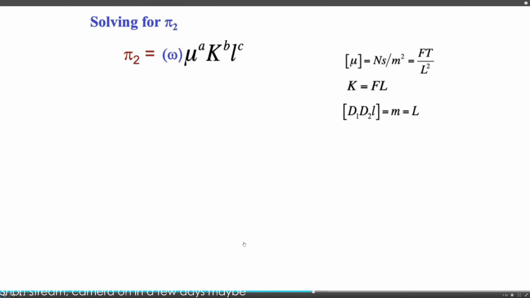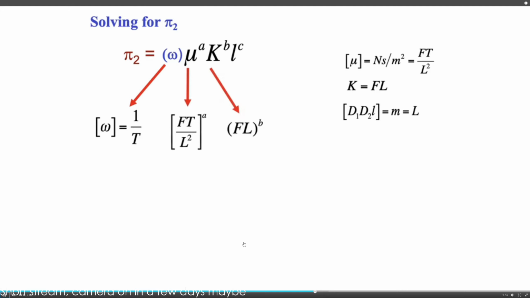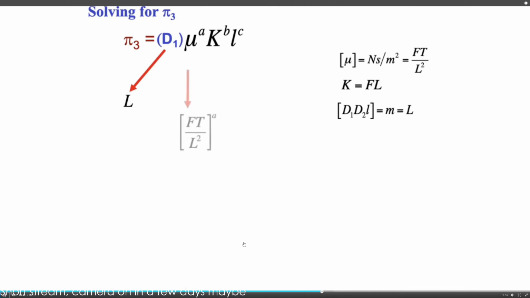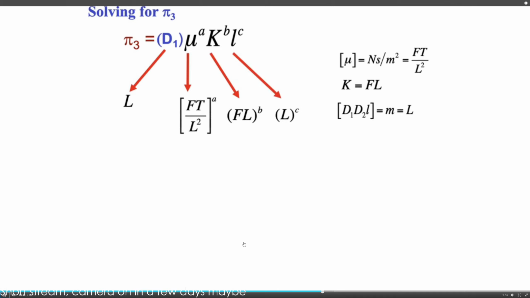Look at the second pi group, omega. Omega is 1 over time. This is with mu, K, and L. Solving for this, you find that A is 1, B is minus 1, and C is 3. So we have the second pi group. By now you should be quite familiar with solving for A, B, and C and developing the dimensionless terms. So we have 2 dimensionless terms, and finally we have the third and the fourth, by inspection. Now this is the dimension of time.